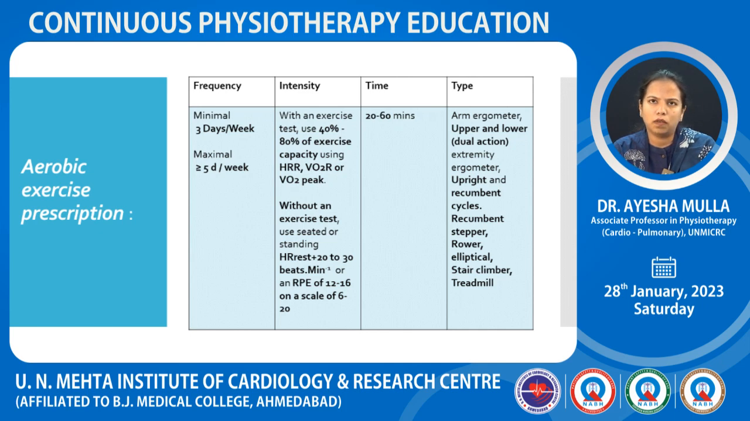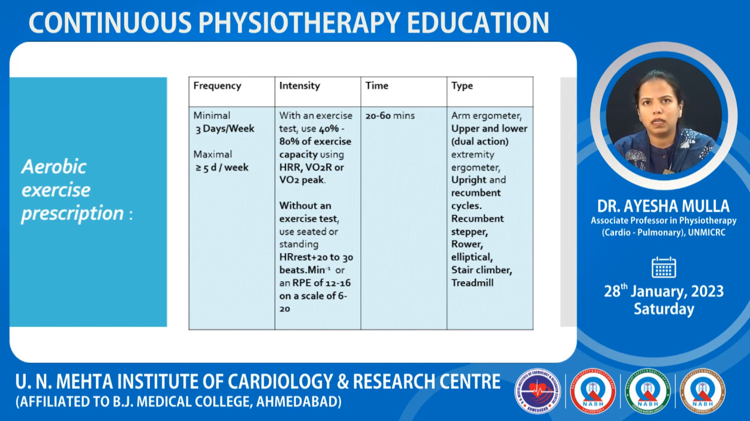Considering this intensity, we have to give the exercise for 20 to 60 minutes. So minimum we can start with 20 minutes. Gradually we can increase the duration from 20 to 30, 40 and 60 minutes. And for the type of exercises, a person can use arm ergometry, upper and lower dual action ergometry, upright and recumbent cycles, recumbent stepper, rower, elliptical, stair climber and the treadmill.